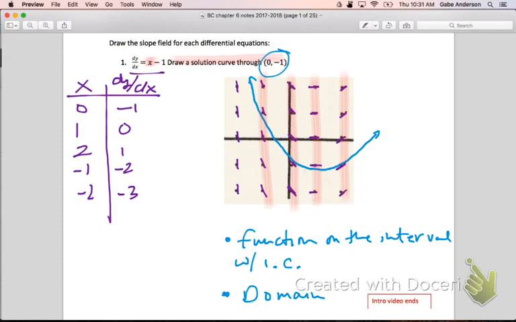Hope that works for you. We're going to be looking at another video of Euler's method, which is also in 6.1 coming up. It'll be a different video, so check that one out as well.